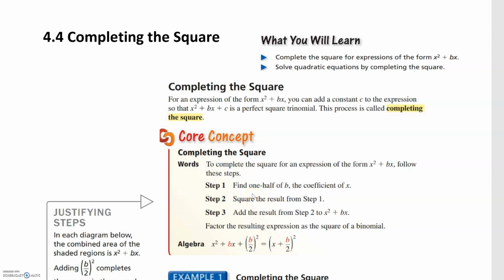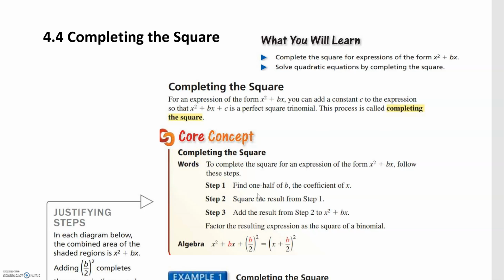Okay, this is section 4.4, completing the square. We're going to talk about how you can take a quadratic expression and rewrite it in a form where you can actually use the square root property to solve it. So we're going to do this process called completing the square. We use this on quadratics, and we're going to take things like x squared plus bx, and add a number to that to create a perfect square trinomial.